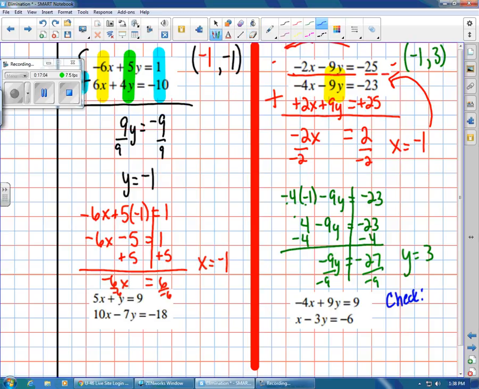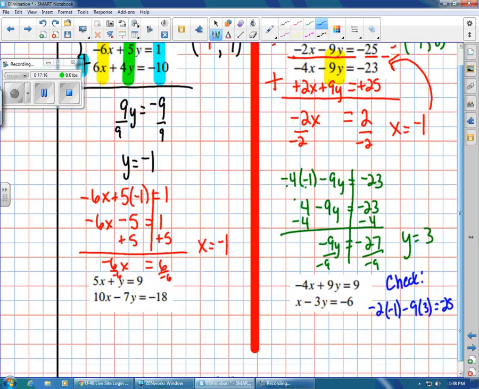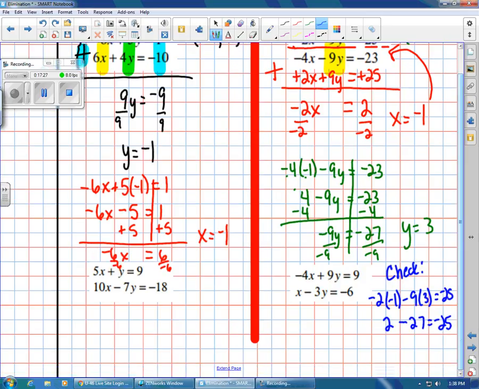So we've got negative 2 times negative 1 minus 9 times 3 equals negative 25. Negative 2 times negative 1 is a positive 2. Negative 9 times 3 is going to be a negative 27. Positive 2 plus negative 27 is a negative 25. And negative 25 is equal to negative 25. So both sides of my equal sign are the same, and I know my solution is good.